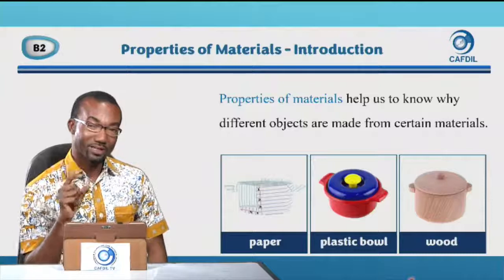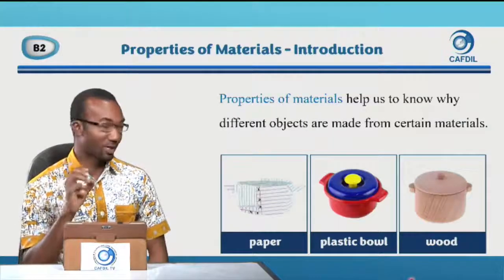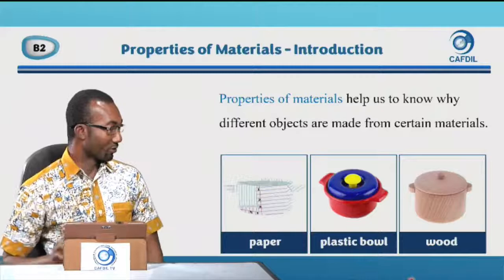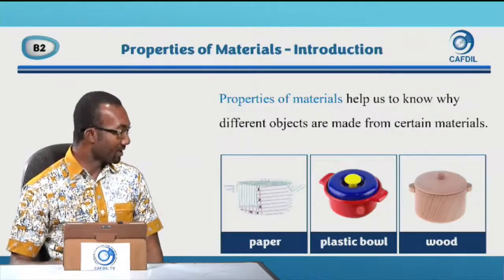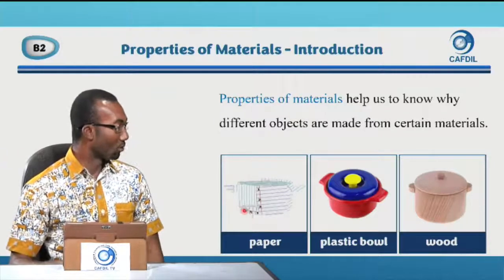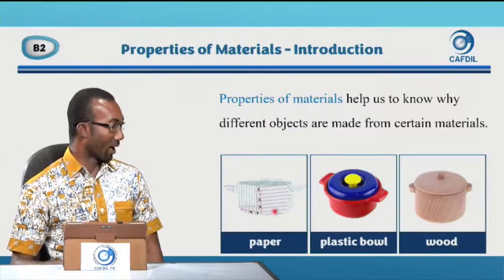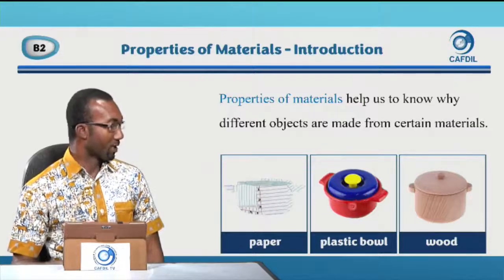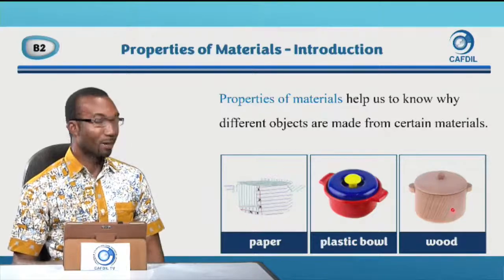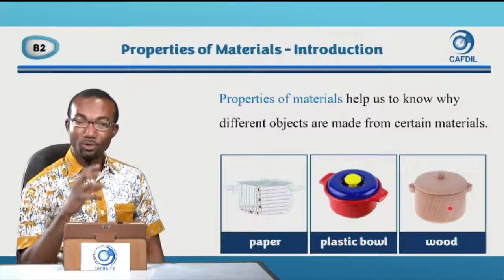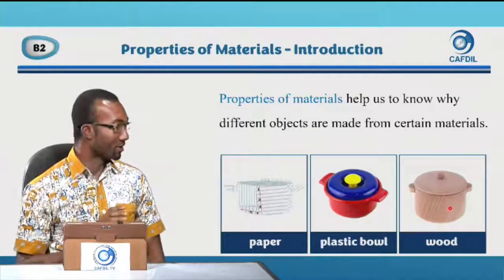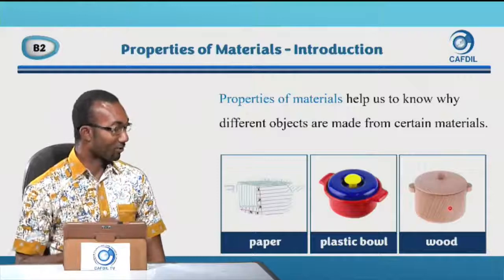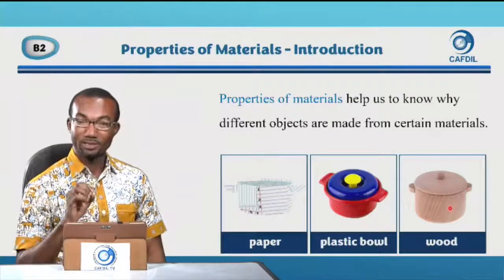So for you to understand properties of materials better, children, what you have on your screen, these are the bowls I used to cook at home. Bowl number 1 is made up of paper. Bowl number 2 is made up of plastic. Bowl number 3 is made up of wood. The first one is made of paper. The second one is made of plastic. The third one is made of wood.